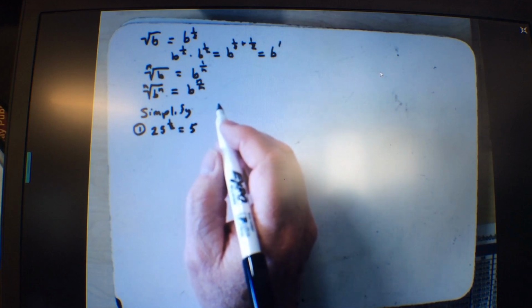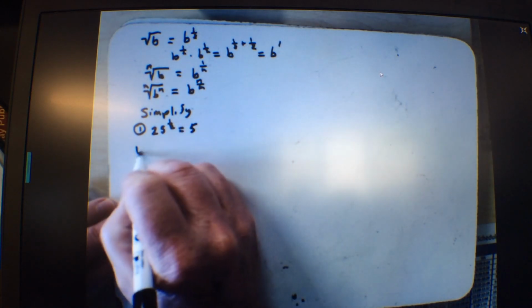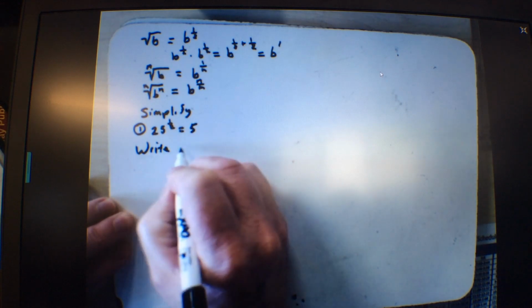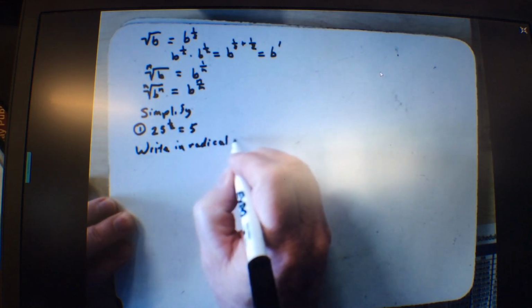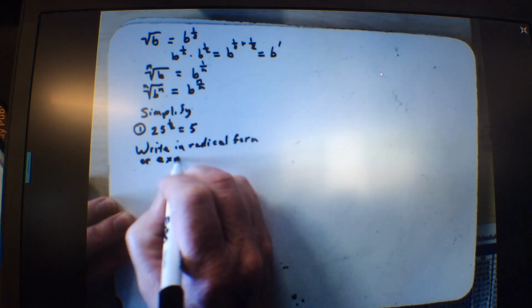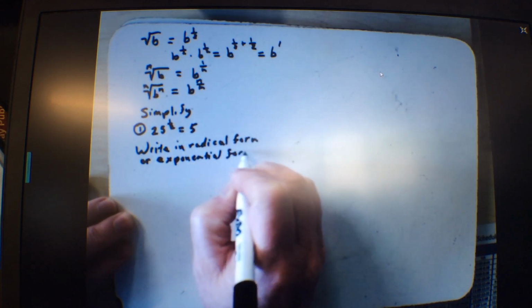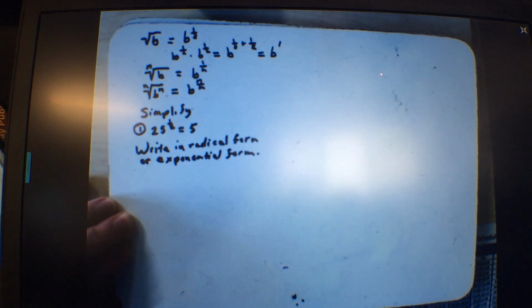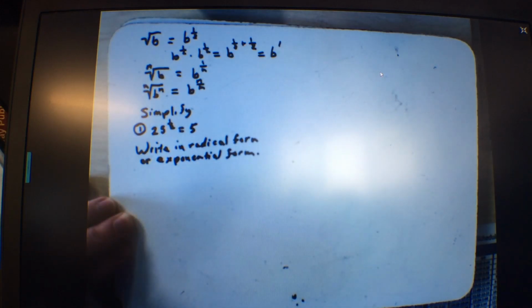Now in some of these, it says write an expression in radical form or exponential form. So I'm going to put write in radical form or exponential form. Okay? I didn't say simplify. I'm not simplifying anymore, okay?